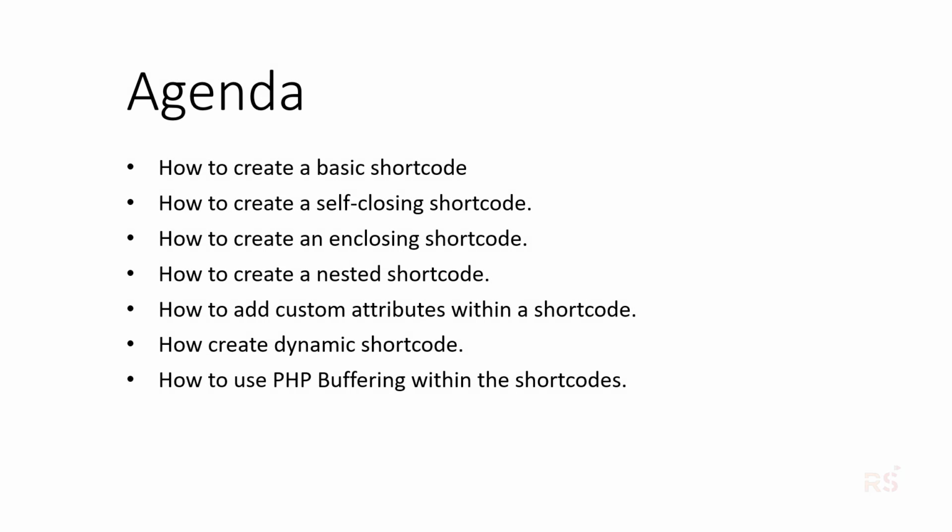Before the video, let's review our agenda. In this video, what we are going to learn is how to create a basic shortcode, how to create a self-closing shortcode, how to create an enclosing shortcode, how to create a nested shortcode, how to add custom attributes within a shortcode, how to create dynamic shortcode, meaning how you can fetch the WordPress post types or the pages, and finally how to use PHP buffering within the shortcodes.